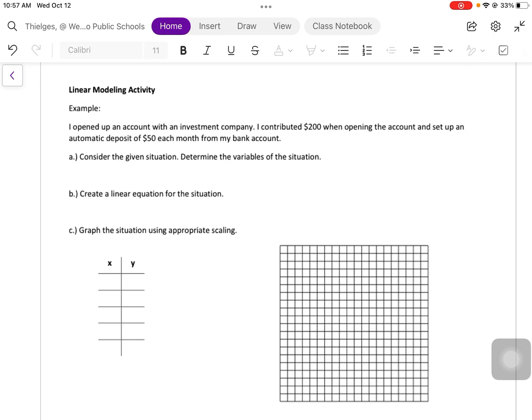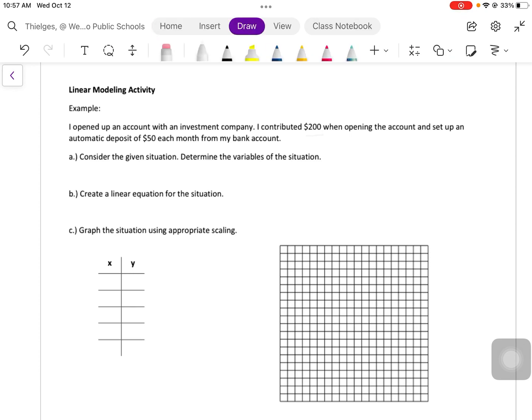Okay, so the example I'm going to use is that I open up an account with an investment company. I contribute $200 when I open it. And then I set an automatic deposit. Deposit means I'm going to add money, $50 each month. Consider the given situation, identify the variables in the situation. Well, I'm going to skip that for a second and go down to create a linear equation.